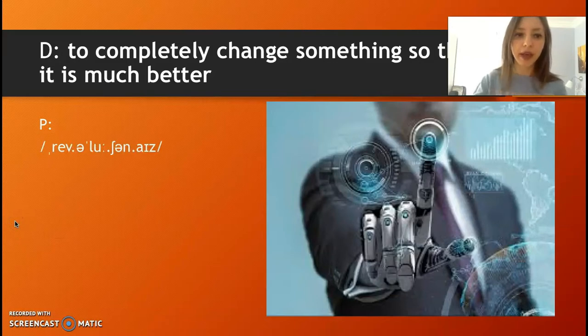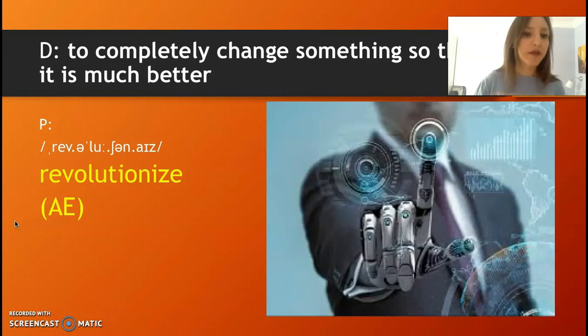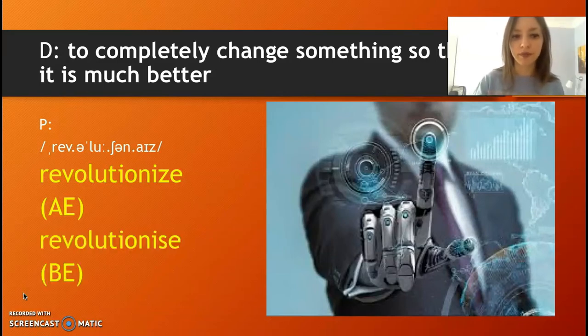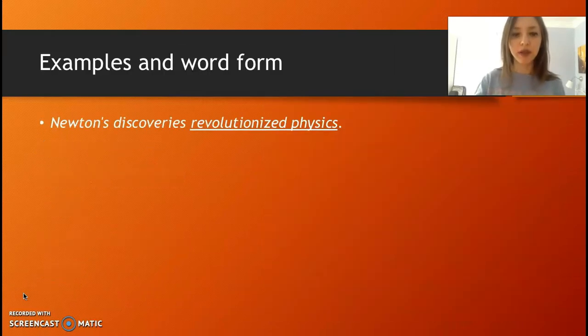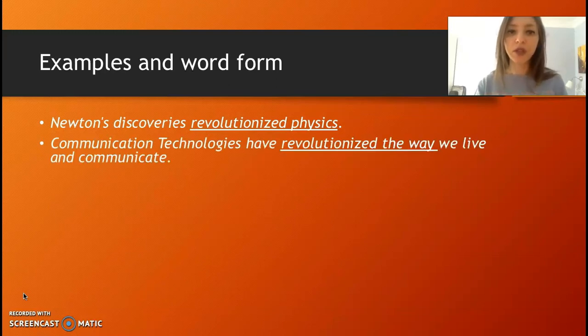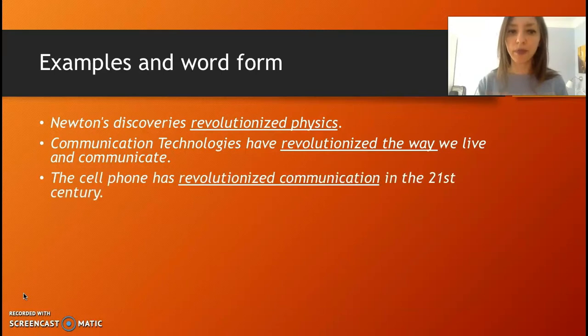All right, and here's the spelling. In American English, we have a Z there. Here's how we spell it in British English. Revolutionize. Here's an example. Newton's discoveries revolutionized physics. Communication technologies have revolutionized the way we live and communicate. The cell phone has revolutionized communication in the 21st century.